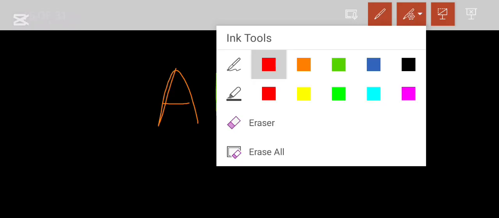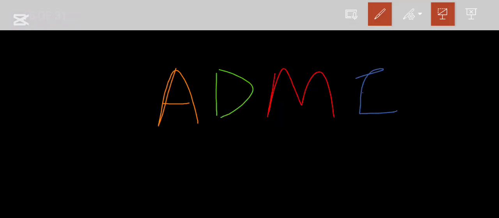ADME. So this ADME is the absorption, the distribution of a drug, the metabolism of a drug, and finally the elimination of a drug. And this is what we were basically looking at in the first notes when we were describing this.